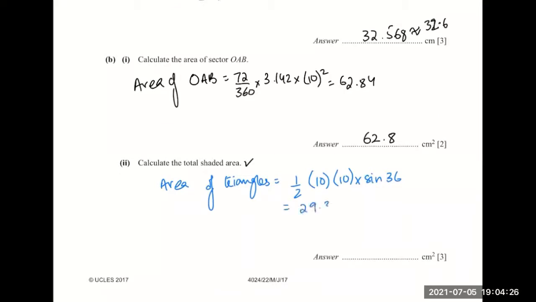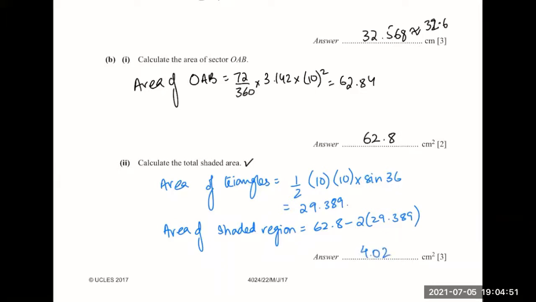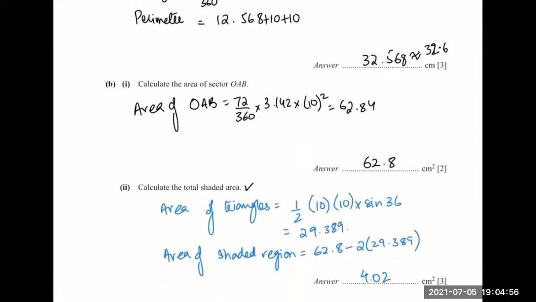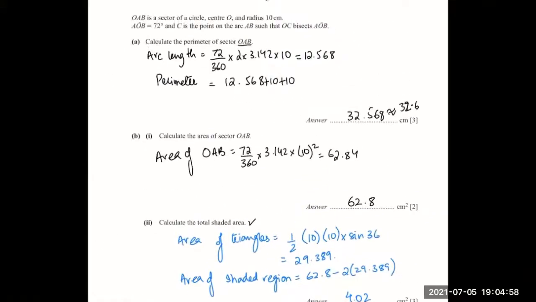I'm getting 29.389. So what am I going to do? I'm going to say that area of shaded region is 62.8 minus 2 times 29.389. Okay, makes sense. Any questions?